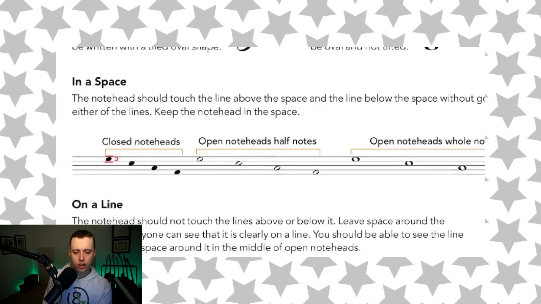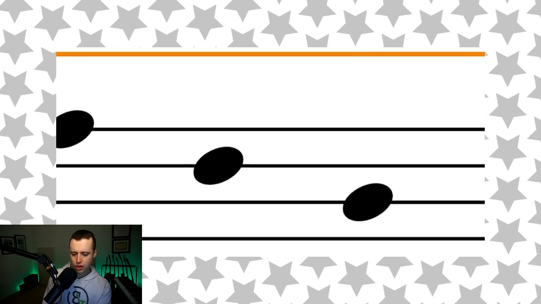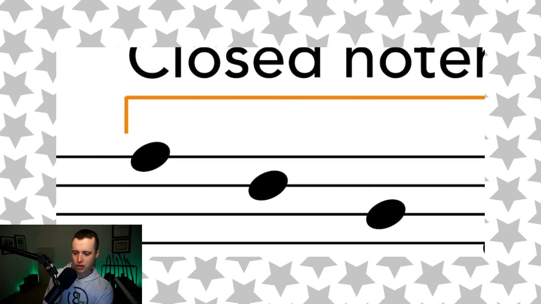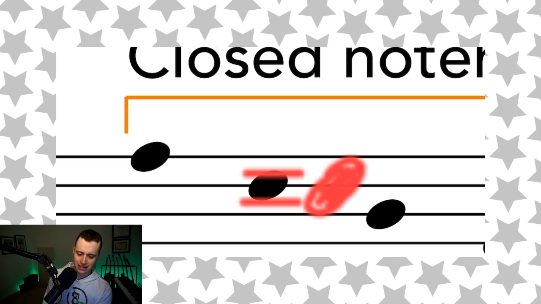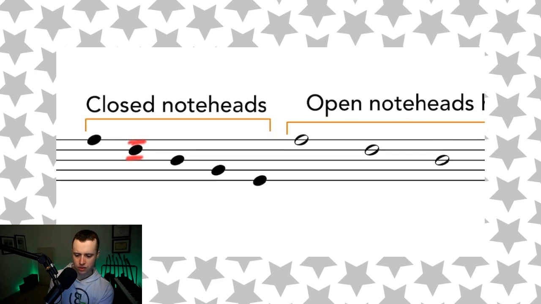Now, when you write note heads on lines, you want to make sure that the note head is going about halfway into the space. See that? It's going about halfway into the space. You do not want to write a note head that looks like this and takes up the entire line and both spaces above and below the line. We really need to see those spaces, this space here and this space here around the note head. We can see that for closed note heads.